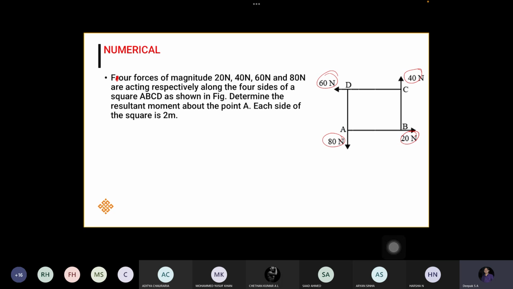So you have to determine the resultant moment about this point, where the side of the square is given. What is the side of the square? 2 meters. Since it is a square, this is also 2 meters, this will also be 2 meters, and this will also be 2 meters.